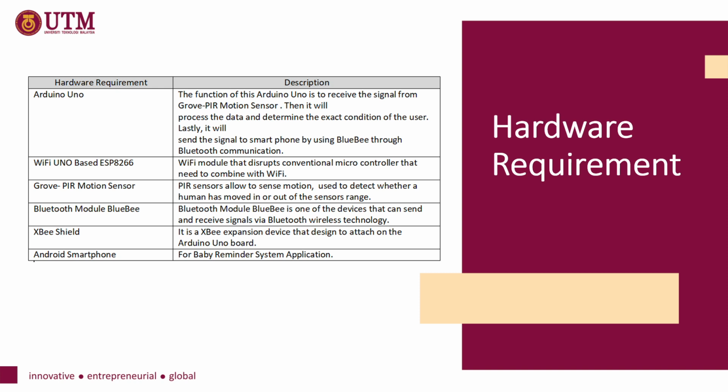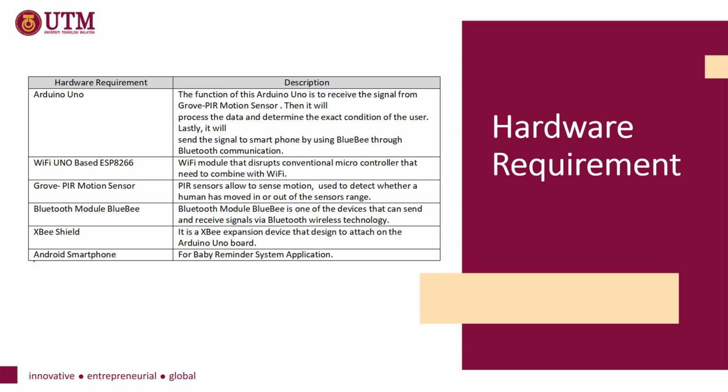In a hardware requirement, Arduino Uno. The function of this Arduino Uno is to receive the signal from the Grove PIR motion sensor. Then it will process the data and determine the exact condition of the user. Lastly, it will send the signal to the smartphone through Bluetooth communication.